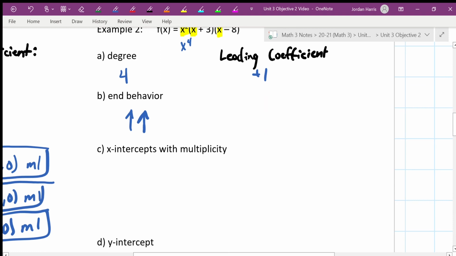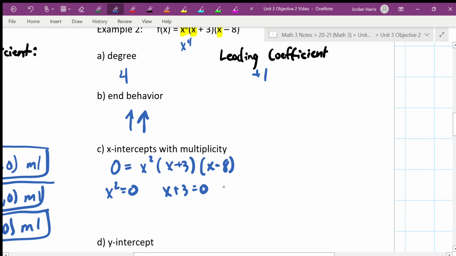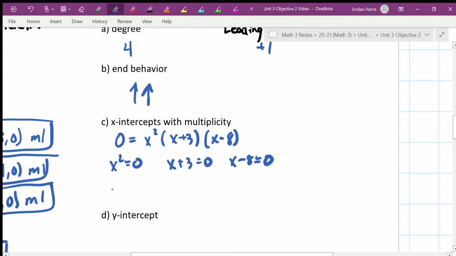All right, x-intercepts, set y equal to 0. Remember, f of x is the same as y. X squared, x plus 3, x minus 8. Set each multiplied piece to 0. X squared equals 0, x plus 3 equals 0, and x minus 8 equals 0. We would square root both sides, so I get x equals 0. Subtract 3, x equals negative 3. Add 8, x equals positive 8.